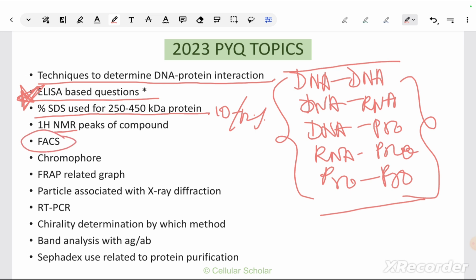Again, FACS, fluorescence activated cell sorting. I think 2 questions were asked from this topic. You can basically see also the question which is based on flow cytometry, as well as apoptosis related question, cell cycle related question. You should study from this topic. You can refer to Pathfinder Techniques book. It is quite sufficient, I'll say, to study these topics.